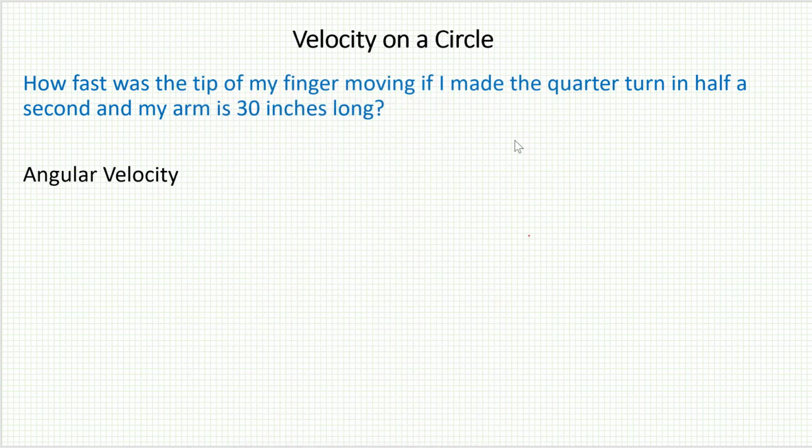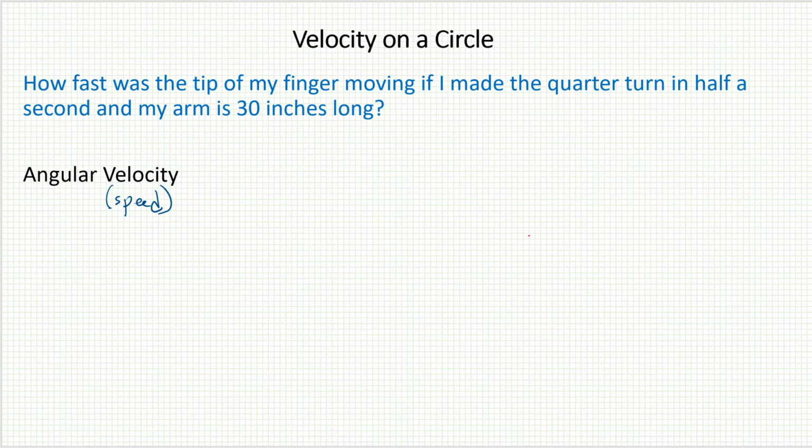Here's the question we want to answer. How fast was the tip of my finger moving if I made that 1/4 turn in half a second and my arm is 30 inches long? Well, there's two ways that we can answer this question. The first one is called angular velocity. Velocity is another word for speed in our context.